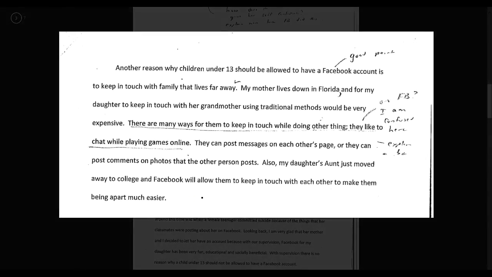Okay, so let's take a look at her last reason now, reason 3. And he has a nice topic sentence here as well. "Another reason why children under 13 should be allowed to have a Facebook account is to keep in touch with family and friends that live far away." So here we know what the purpose of the paragraph is.